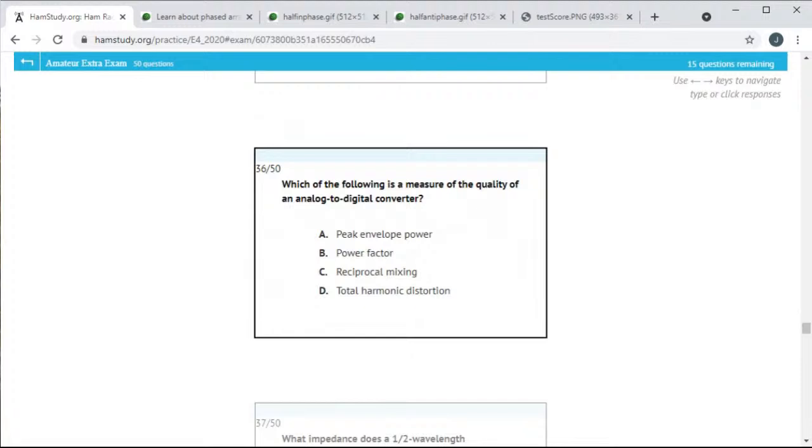Which of the following is a measurement of the quality of an analog to digital converter? A, peak envelope power. B, power factor. C, reciprocal mixing. D, harmonic distortion. Peak envelope power is talking about something else. Power factor is also talking about something else. I'm going to go with total harmonic distortion.